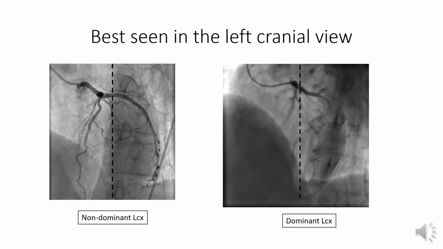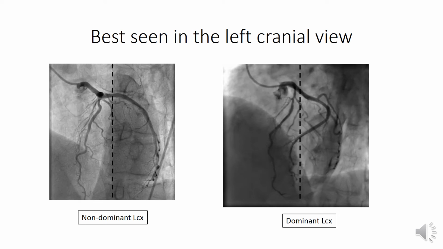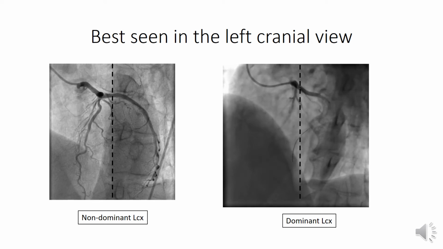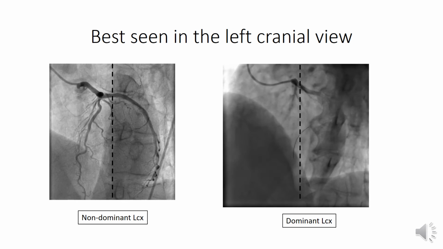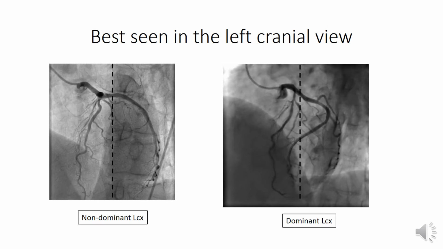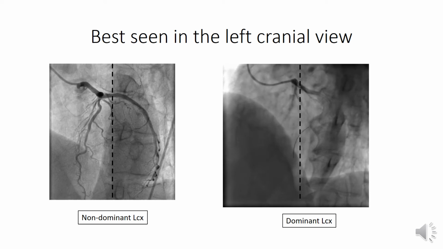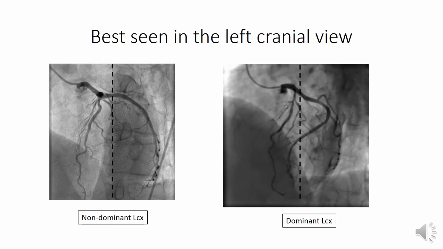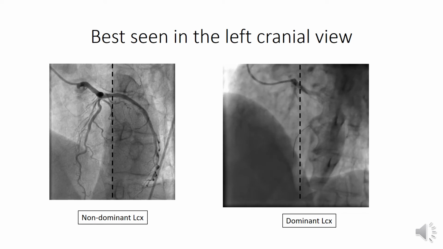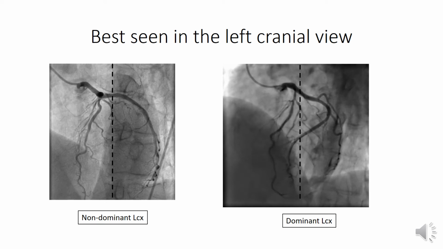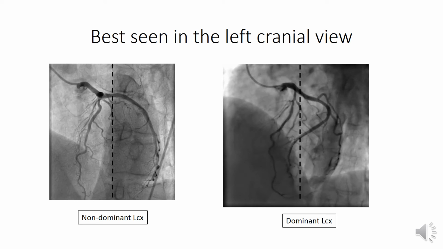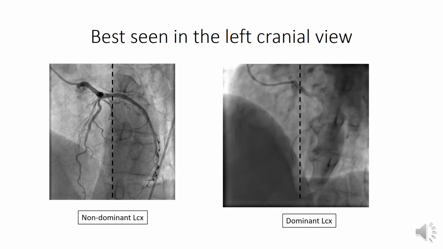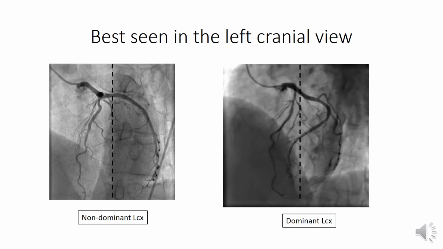We can see this branch that crosses the midline and descends in the posterior interventricular groove. So simply, when we take this view from the left system and see this situation, as in this case we see the posterior descending artery arising from the circumflex, we can call it dominant left circulation or dominant circumflex.